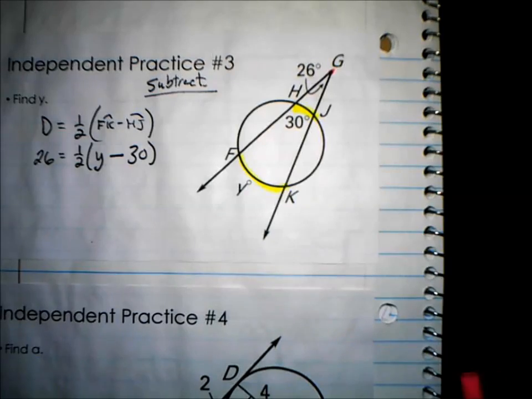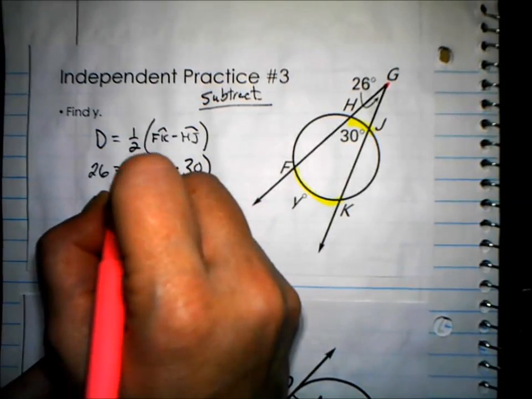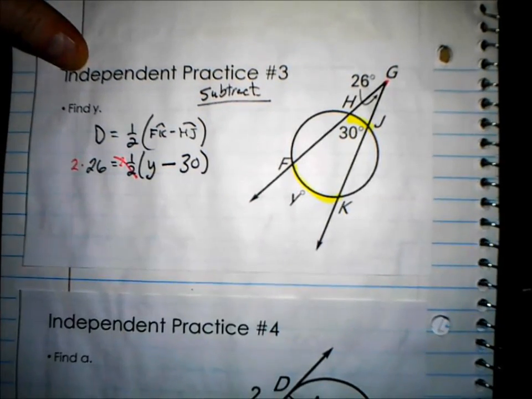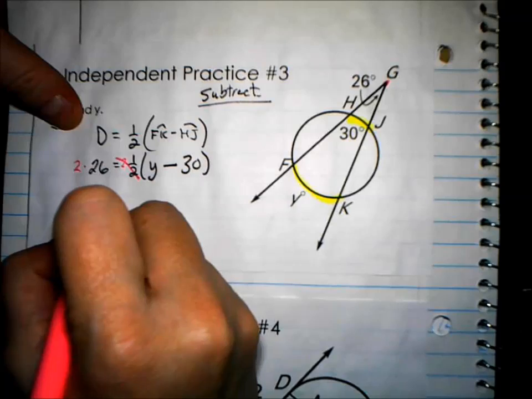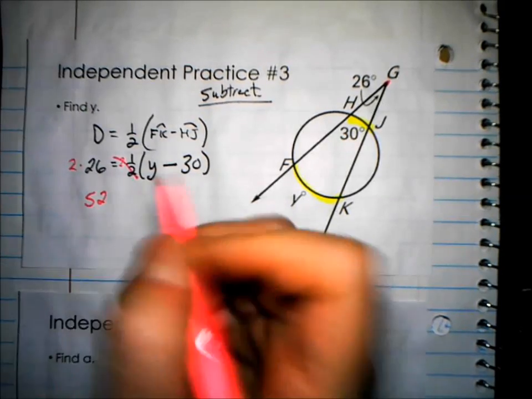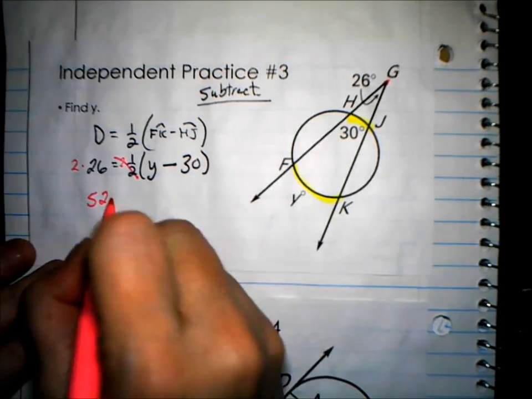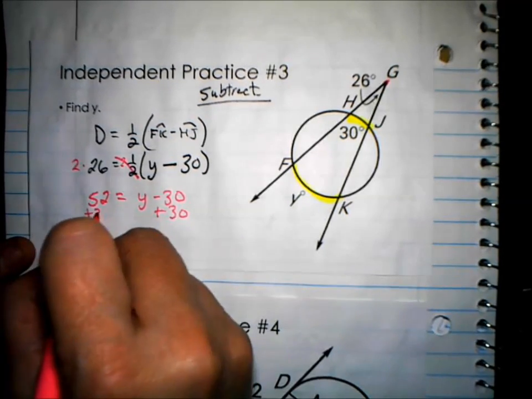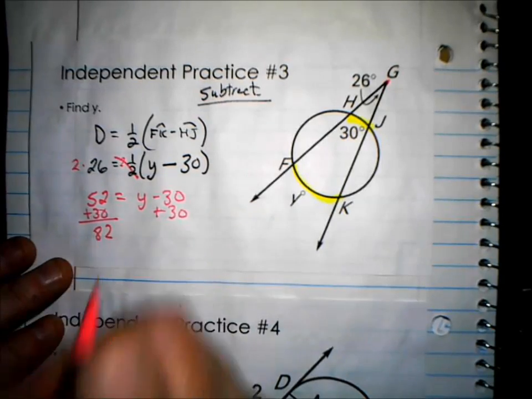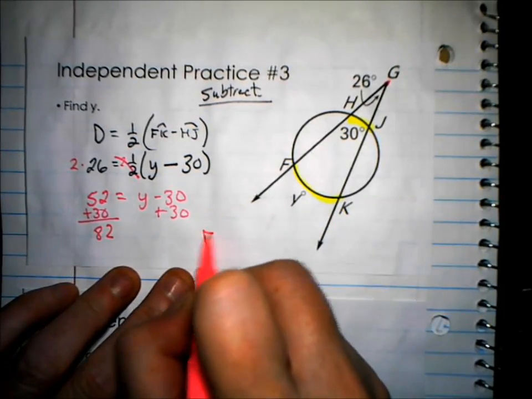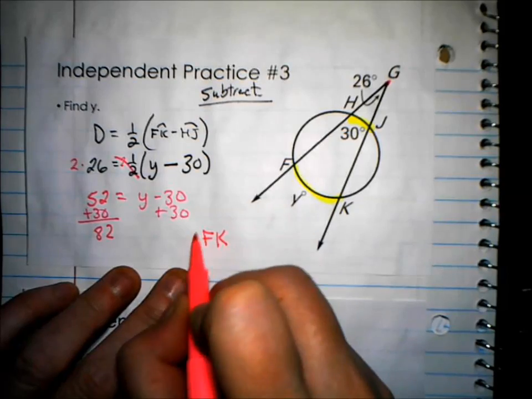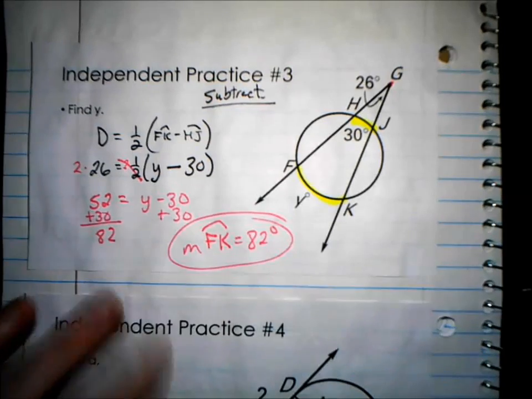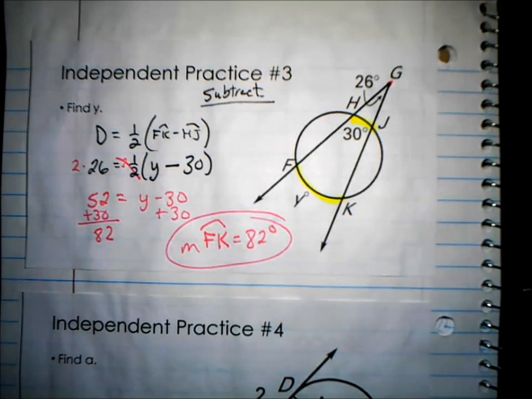If I treat this like I did before, I want to get rid of this half by multiplying by 2. That goes away. And if I double 26, I should get 52 equals y minus 30. I'm going to add 30 and end up with 82. So FK, that arc, measures 82 degrees for my answer, which is y.